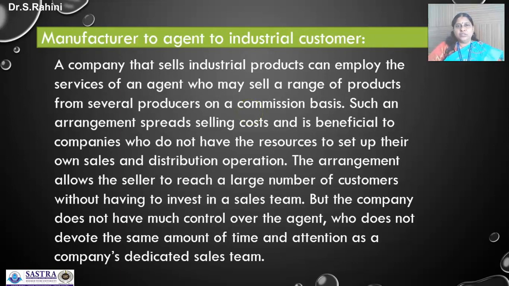The second model talks about the manufacturer to agent and to the industrial consumer. A company that sells industrial products can employ the services of an agent who may sell a range of products from several producers on a commission basis. Such an arrangement spreads selling cost and benefits companies who do not have the resources to set up their own sales and distribution operations. So in that case, they will be getting it from their agents and using it. The arrangement allows the seller to reach a large number of customers without having to invest in a sales team. So that is the main objective. They don't want to invest more in the sales team.